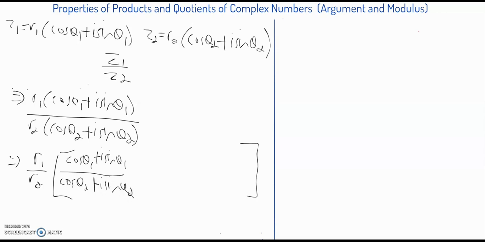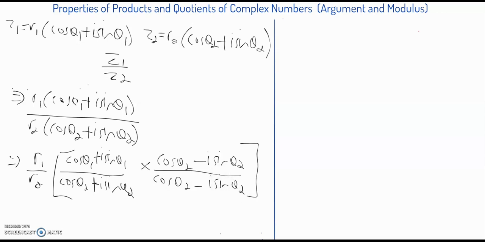Good. Now, in my previous video, we had looked at division of complex numbers. So to divide them, we simply rationalize by multiplying by the conjugate of the denominator. As you know, a complex number takes the form x plus iy. And that is how we're going to get rid of the imaginary number from the denominator. So this becomes times the conjugate, which is going to be cos theta 2 minus I sine theta 2 over cos theta 2 minus I sine theta 2.